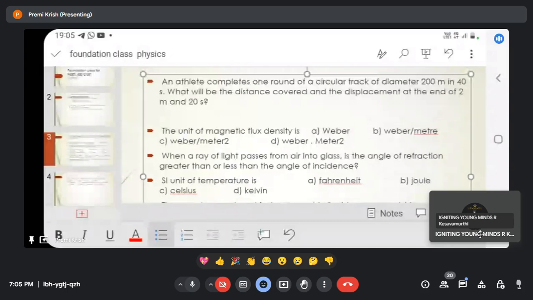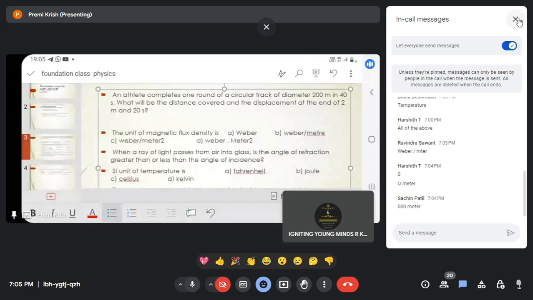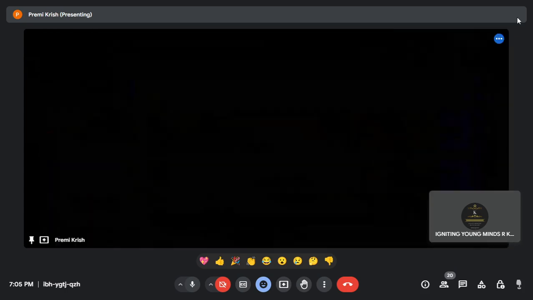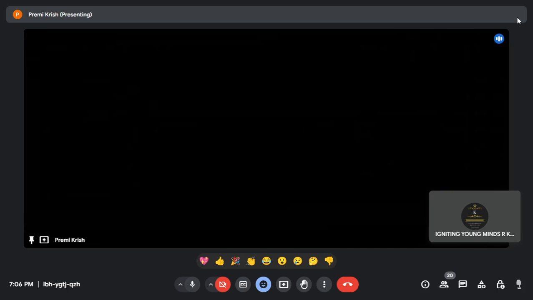By putting in the formula, perimeter is equal to 2 pi r. 2 into 3.14 into the radius we calculated as 100. On multiplication, this gives the value 628.